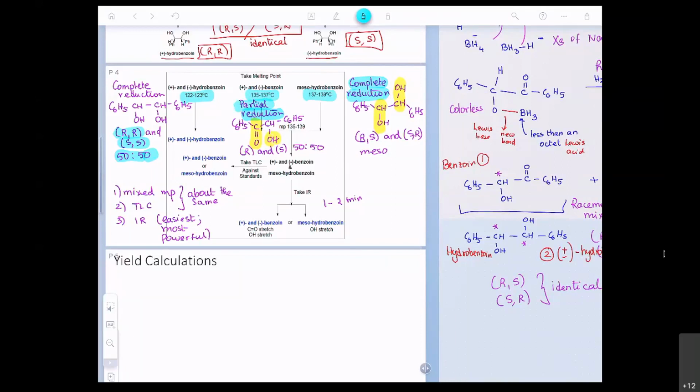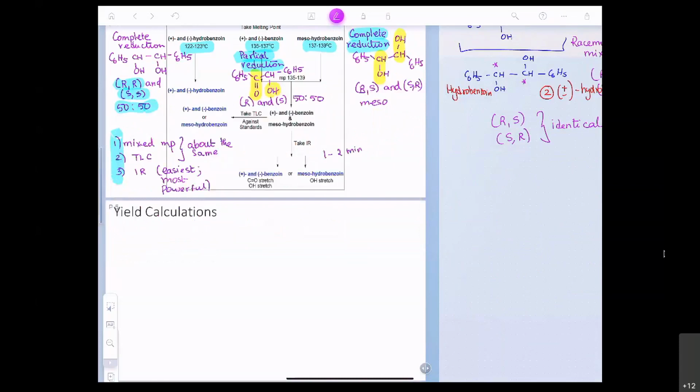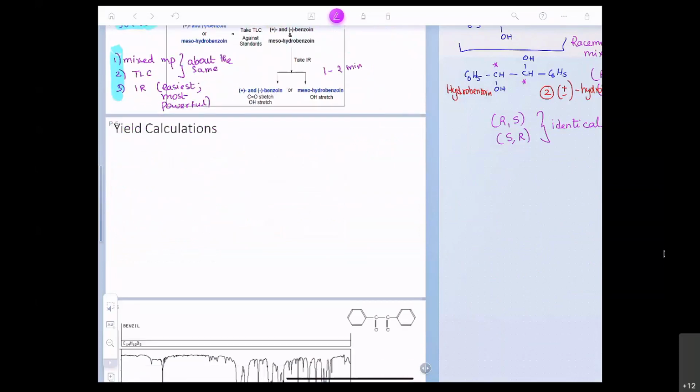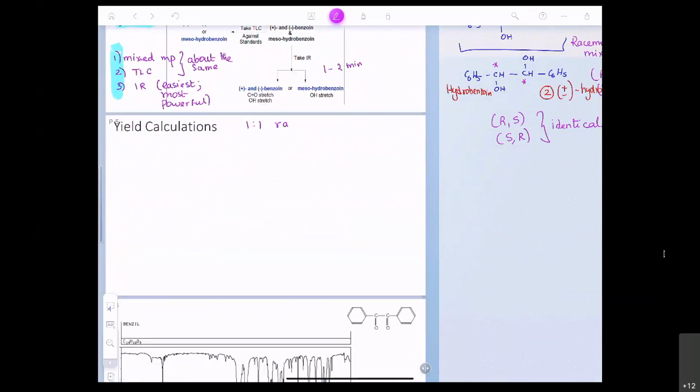You have three techniques that can help you: mixed melting, TLC, and IR. When I give a choice to students, almost everyone crowds at the IR because it's a very powerful technique. It's also pretty simple to do. Once you decide which one is your product, you can get to the yield calculations. It's all a 1-to-1 ratio.